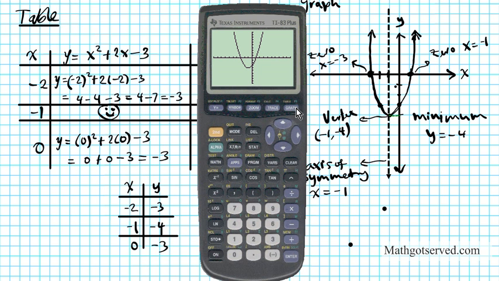There's also another cool feature you can use here, which is to calculate the minimum. So let's see. Second function, calculate minimum. Enter. It says left bound, so go to the left of the low point, press enter. Right bound, go to the right of the low point, enter. It says guess, enter. Yeah, negative 4 is your minimum. Y equals negative 4, and it happens around x equals negative 1. So that is perfect. That means our graph is correct.